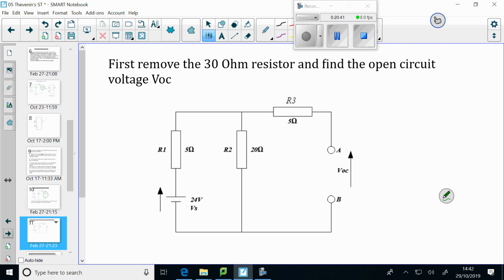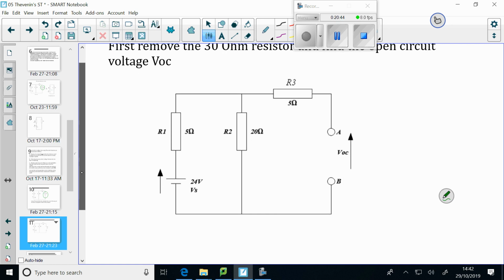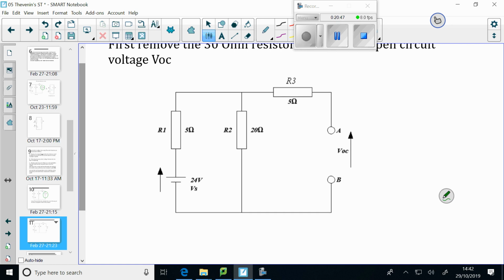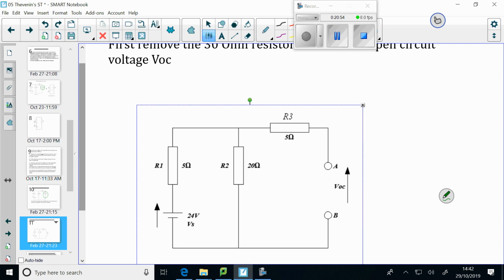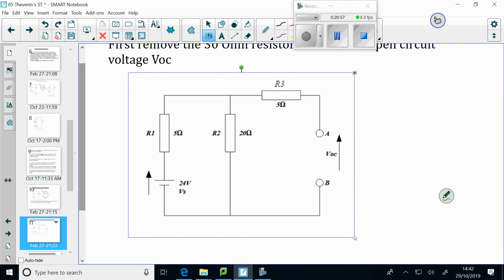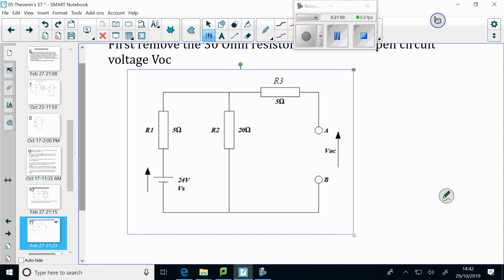So the first thing to do in this is to remove that 30 ohm resistor and leave two open terminals A and B. So that's what I've done. So I've got V open circuit, and that V open circuit is equal to the Thevenin voltage for our equivalent set. So what do we have to do to calculate the voltage that would be dropped across here?